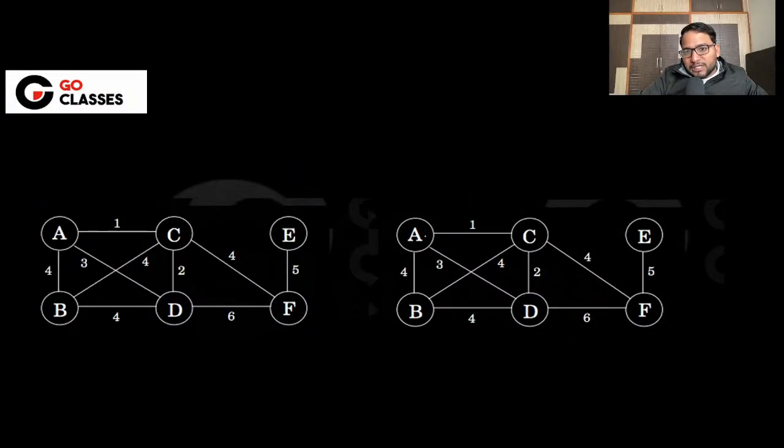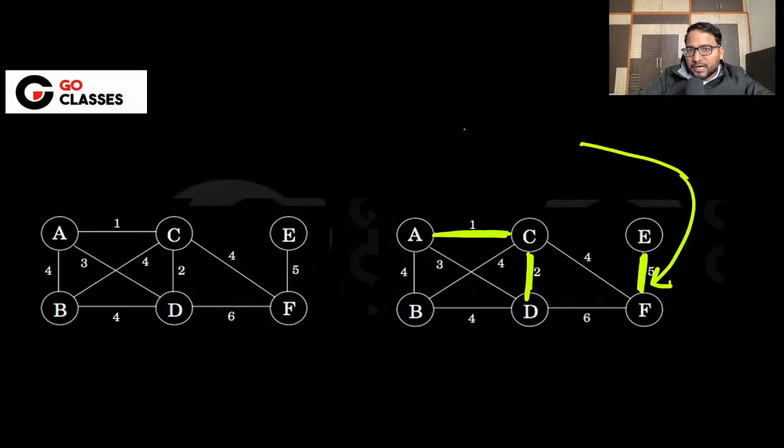Let me draw the edges which will definitely be there. See, Kruskal will definitely choose this edge, right? And the next edge Kruskal will choose this, and the next edge Kruskal will try to choose this, but this is forming a cycle, right? Okay. And since this is the only edge here, this will definitely be chosen.